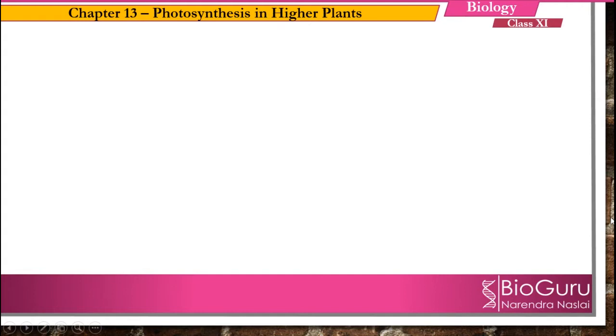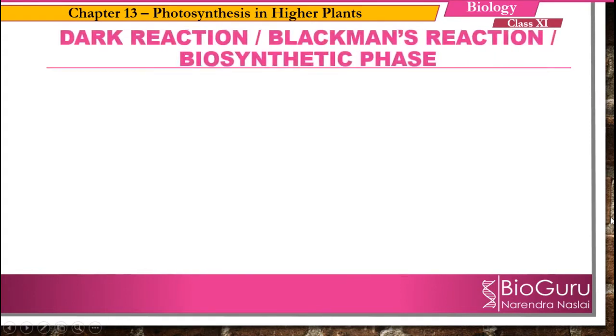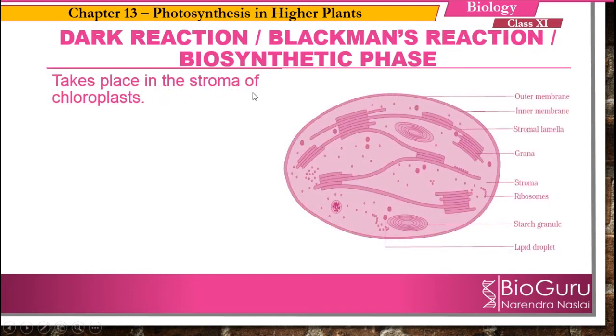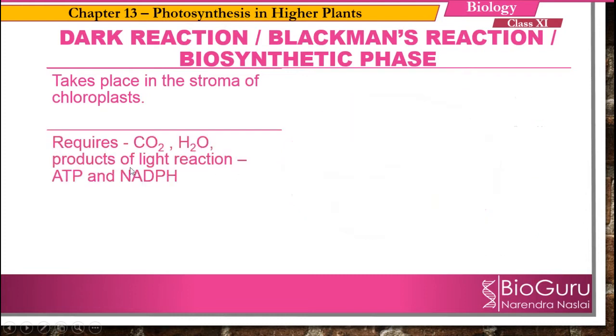In this video, we are going to learn about dark reaction, that is also called Blackman reaction, or it is also known as biosynthetic phase. This dark reaction takes place in the stroma of chloroplast. And the requirements for dark reaction are carbon dioxide, water and products of light reaction, that is ATP and NADPH.